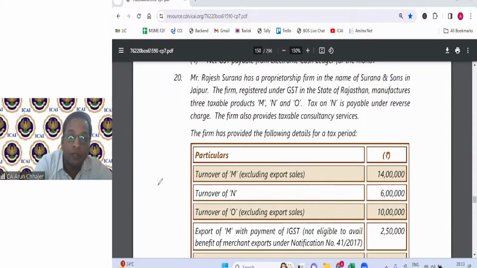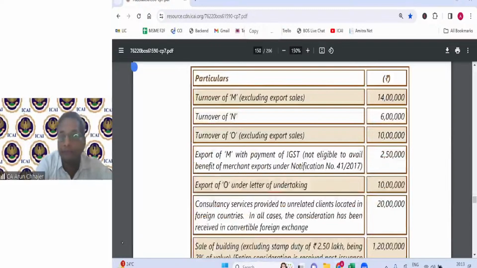ठीक है. Turnover of M is saying excluding export sales. So it is domestic supply. It is outward RCM. Turnover of O excluding export. ठीक है.